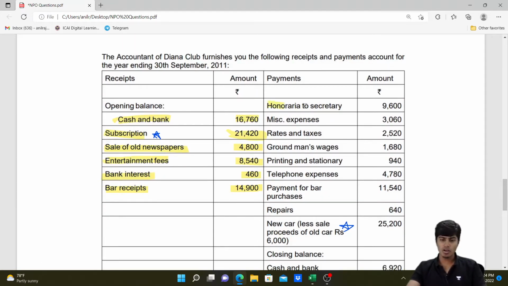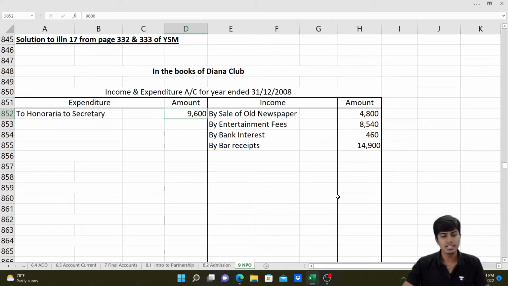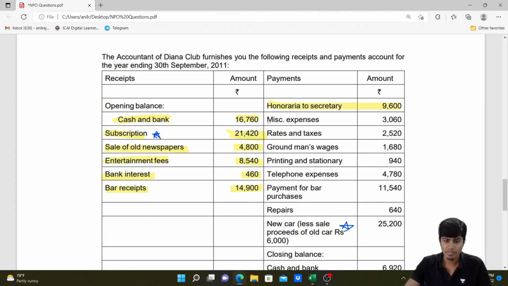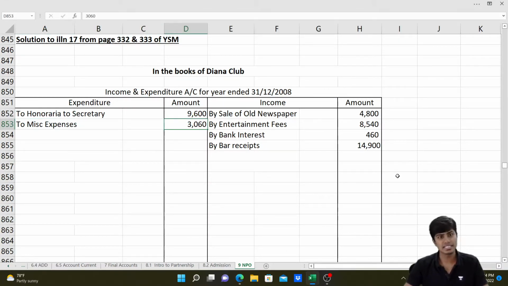Firstly, we have honorarium to secretary 9,600. There is no adjustment against this, so the entire payment is our expense. If there was an adjustment, I would have found how much is my current year expense by adjusting. Now not required. Honorarium to secretary 9,600 is current year expense. Then what do we have? Miscellaneous expenses 3,060. This is an expense again, so I'll write to miscellaneous expenses 3,060.